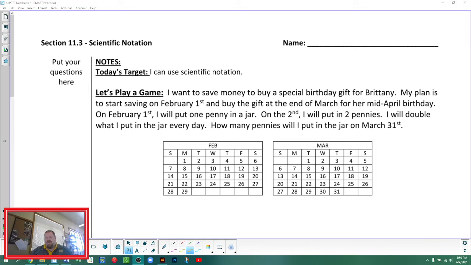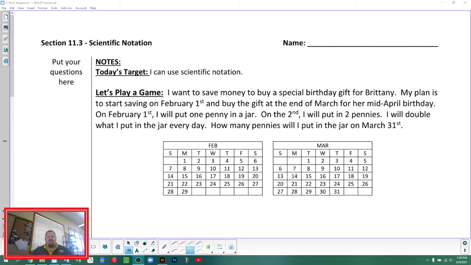With this first little thing here, the let's play a game, I actually want to save that for class because it's kind of interesting and I want everybody to experience it in class. So be ready for that tomorrow. If you want to start thinking about it, feel free, but I'm going to expose the answer tomorrow.